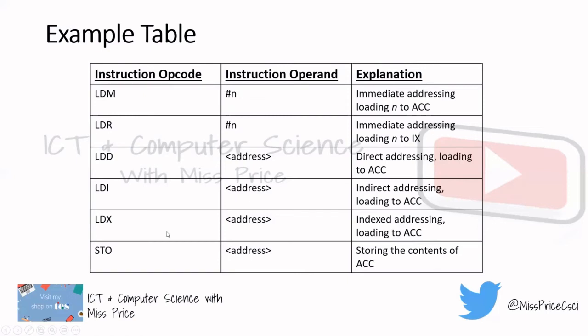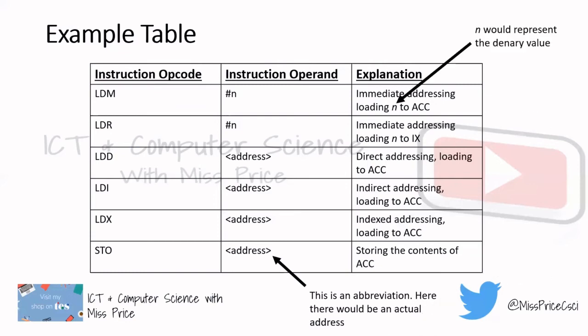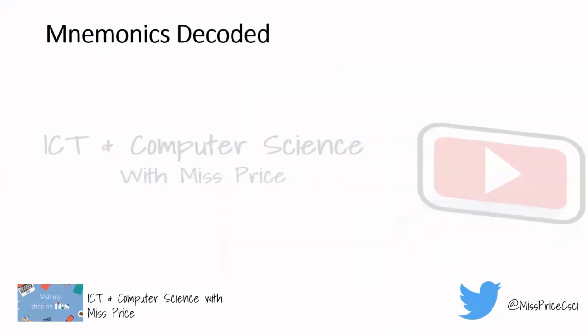If we just look at all these operand codes here, what are they doing? They're going from one place and then they're going to another. That's all they're doing. Data moves from one place to another, so the computer works. It doesn't need to be thought of any more complicated than that. So we've got our abbreviation here, and it would obviously be an actual address. The N, as I said, will represent the denary value, like 200 or something. And then this indicates an accumulator.